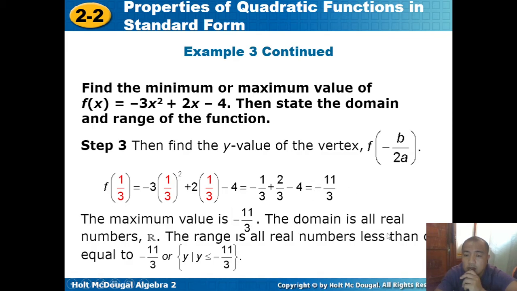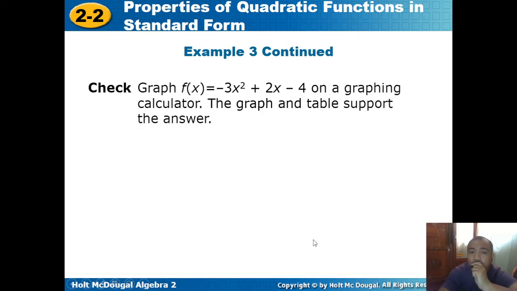The domain is the set of all real numbers R, and the range is all real numbers less than or equal to negative 11/3, also the y-coordinate of the vertex. So y is less than or equal to negative 11/3 is the range of the given quadratic function, or y is less than or equal to k. If it's opening upward, it should be greater than or equal.